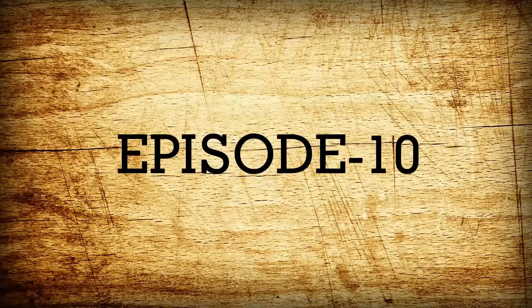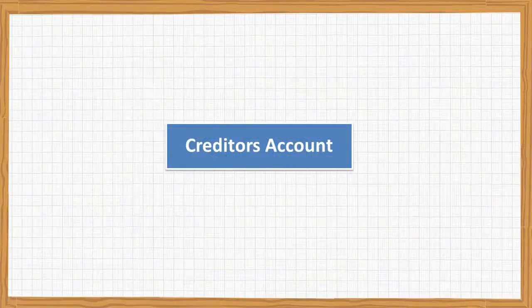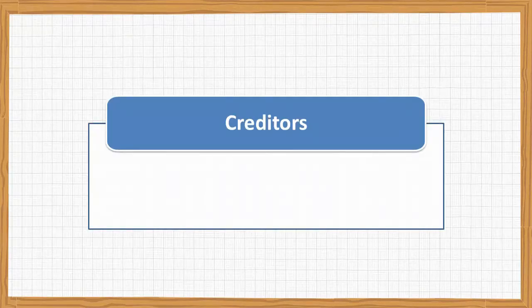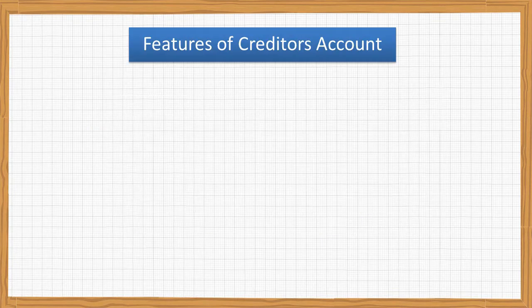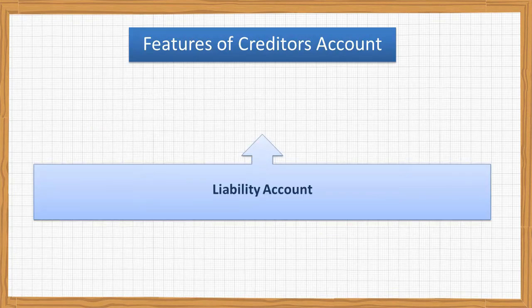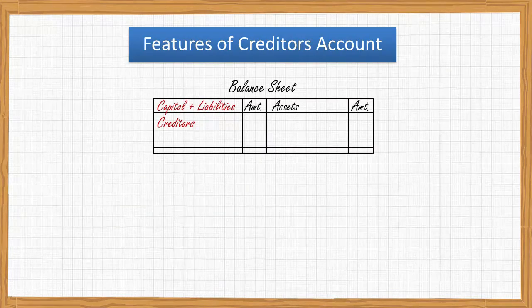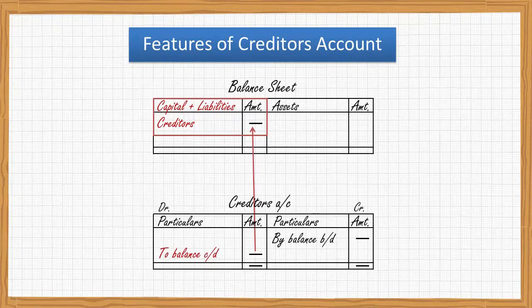Now let's learn how to prepare creditors account. Creditors means the people from whom we have purchased the goods on credit basis. These are basically our suppliers, credit suppliers. Creditors account is a liability account. It is always shown on the liability side of the balance sheet. Means the closing balance of creditors account is shown on the liability side of the balance sheet.